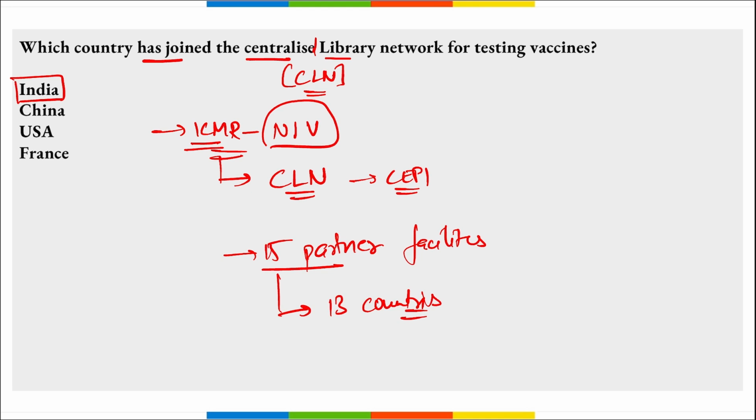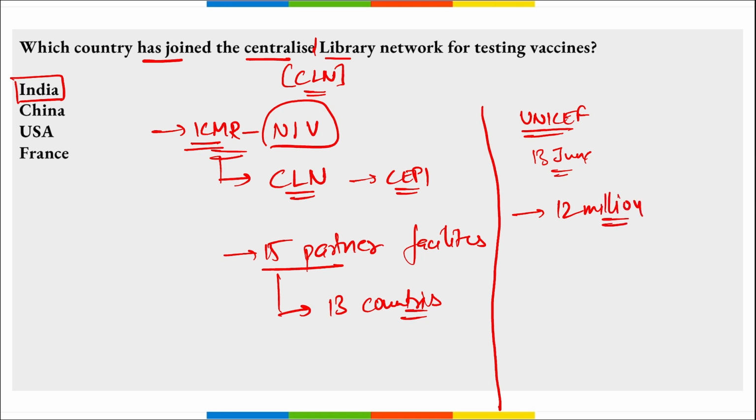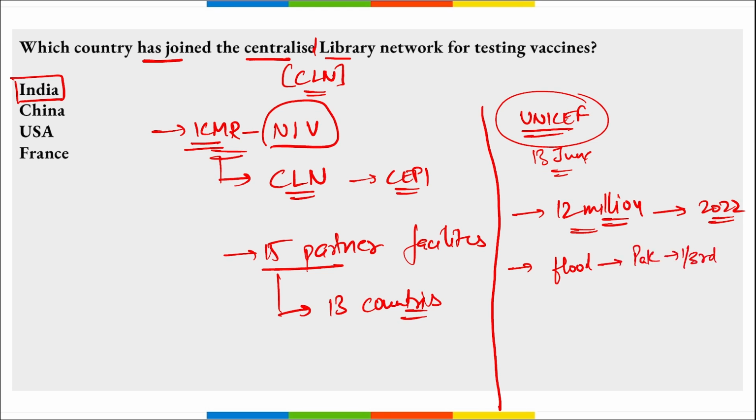Moving on. Apart from this, let's discuss a report that was released by UNICEF. Right? UNICEF released a report recently on 13th of June, and it was about the extreme weather events that are taking place all around the world. And because of this, data was released that almost 12 million children have been displaced in 2022 alone, right? So it was UNICEF that released the data about the displacement of children, and almost 12 million children were displaced in 2022 alone. If we talk about some of these weather events, such as the flood that happened in Pakistan, almost 1/3 of Pakistan was underwater.